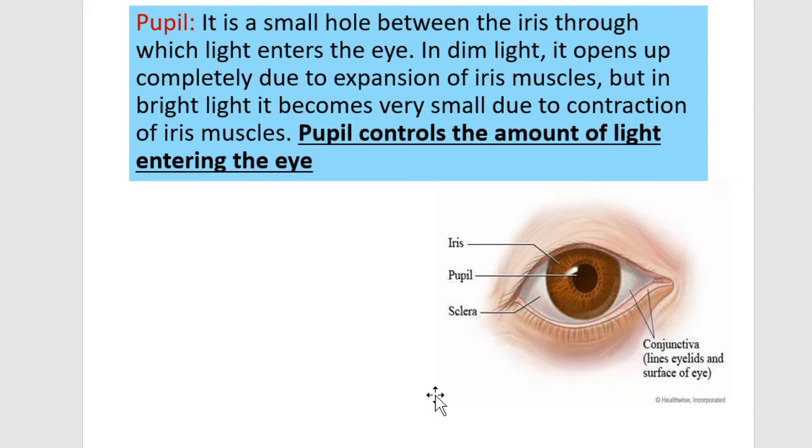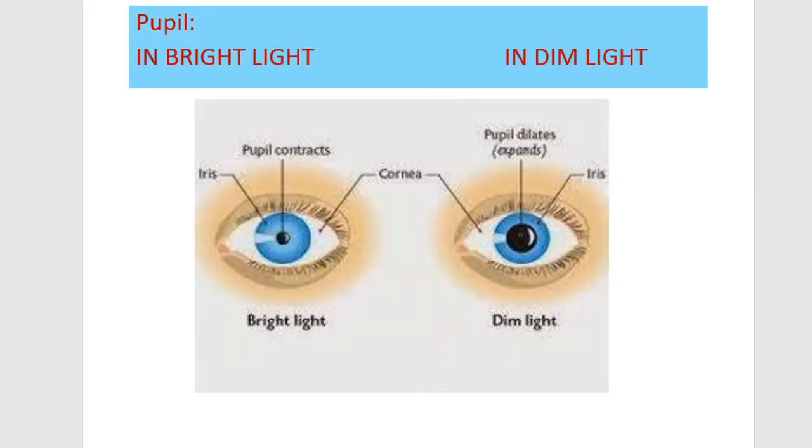Now what helps this pupil to close? It is the iris here which controls the pupil, right? So what is the main function of pupil? The main function of pupil is to control the amount of the light that is entering the eye. So pupil controls the amount of the light entering the eye. And what controls the pupil? The iris controls the pupil, right? So this is what is pupil. Now I'll just show you once more, what happens in dim light and what happens in bright light?